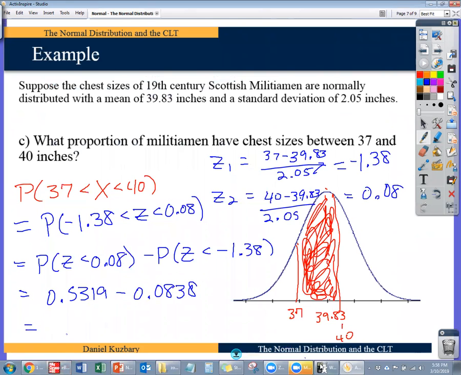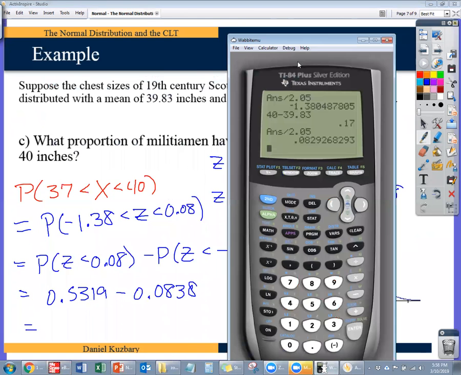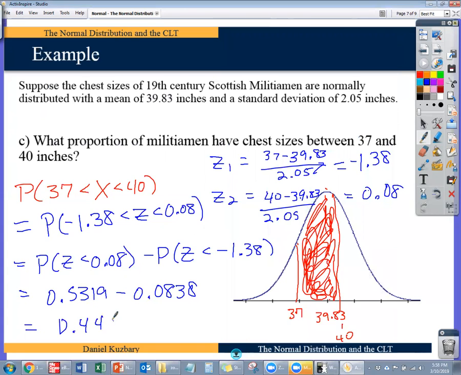I don't really want to do that subtraction in my head. So I'll do 0.5319 minus 0.0838, which is 0.4481. That's my answer. So this red probability is 0.4481. The red plus the white is 0.5319, and the white is 0.0838.